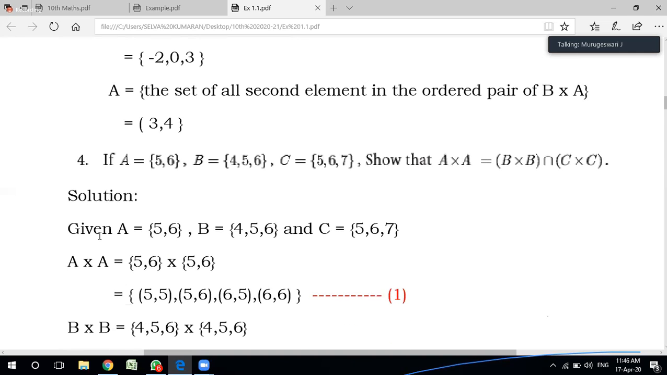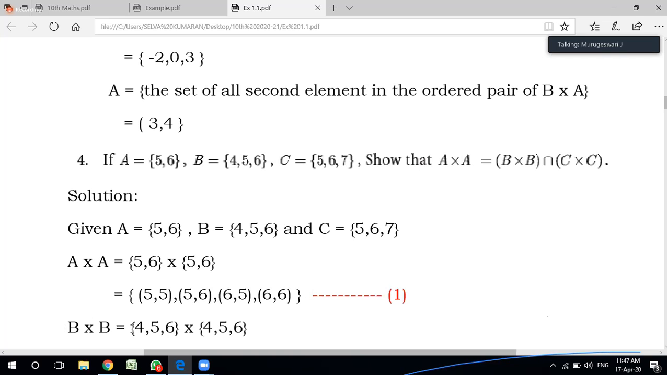So first write the given A cross A. A cross A means A and A itself in cross. So the ordered pairs are (5, 5), (5, 6), (6, 5), (6, 6). So the left hand side is over. You can take it as the first equation.